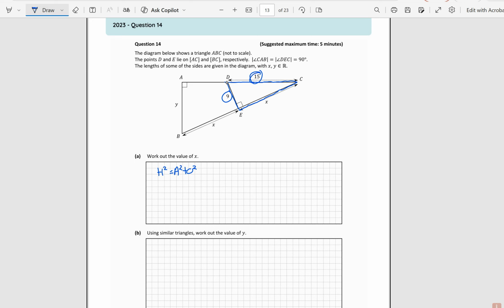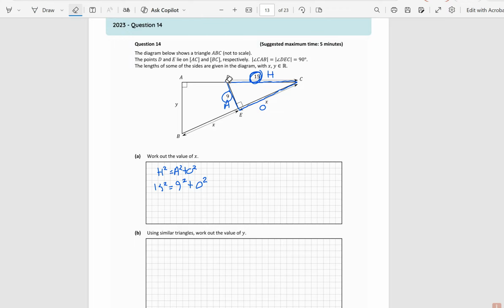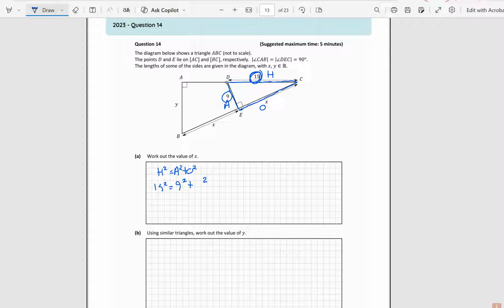Okay. Here is the hypotenuse. So it's 15 squared equals the a squared. It doesn't matter which we say a and which we say o is. So we just say the 9 is the a squared plus the o squared, which is what we're looking for. So look, we call it the x. All right, and 15 squared then is 225 equals 9 squared is 81, and we don't know what the x squared is.